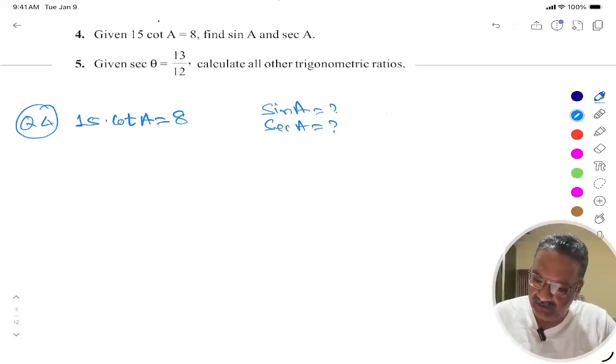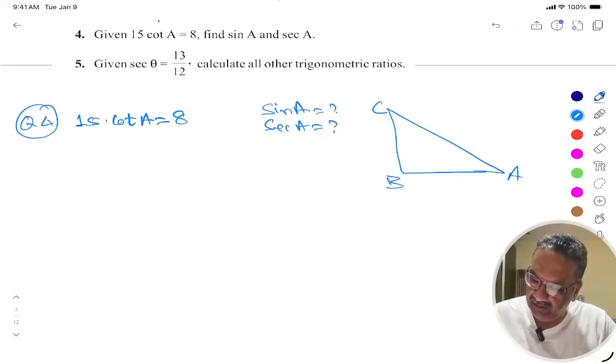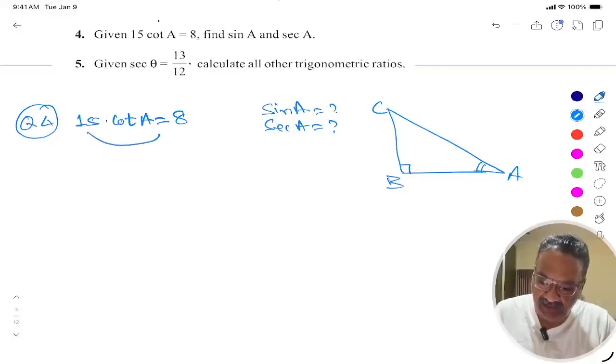Okay, so let's draw the triangle. A here, B here, C. Okay, so 15 cot A is 8. So 15 into cot A. When 15 goes to this side, what happens? It becomes divided by. Cot A is equal to 8 by 15.